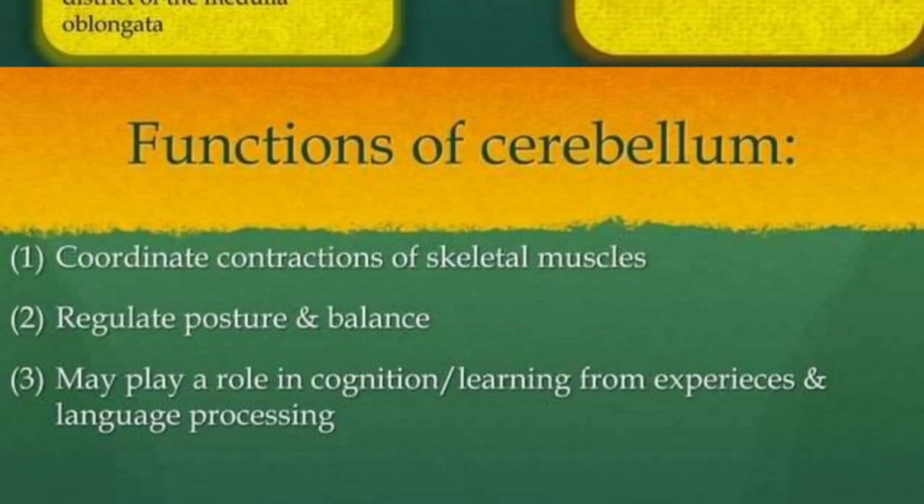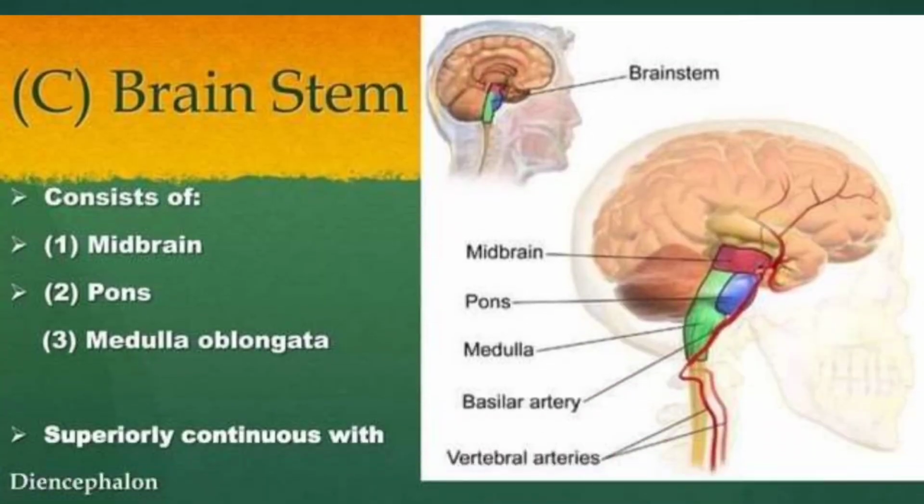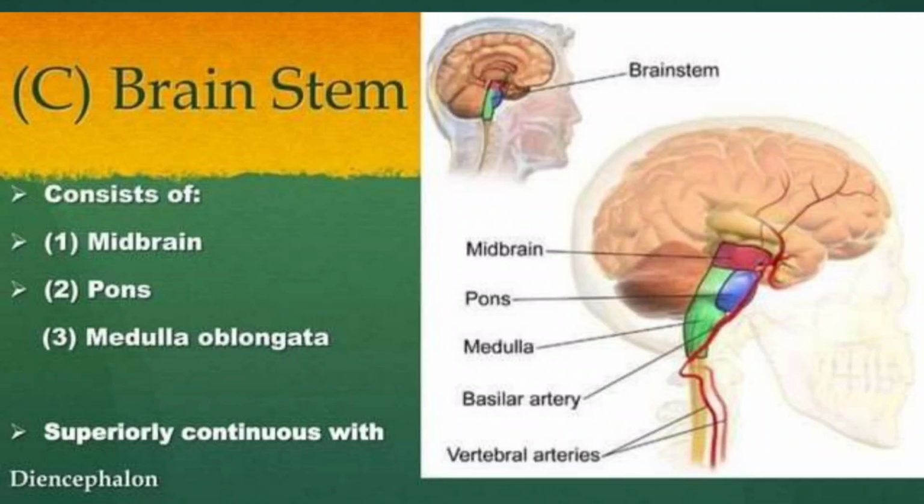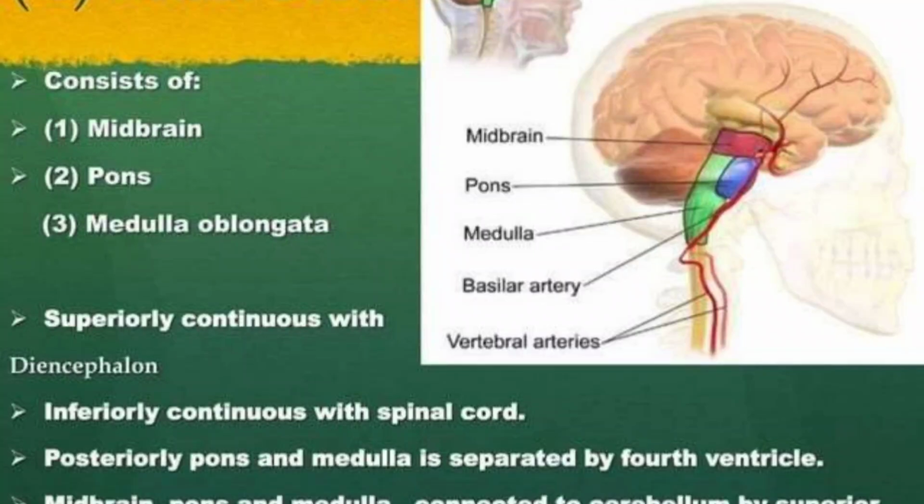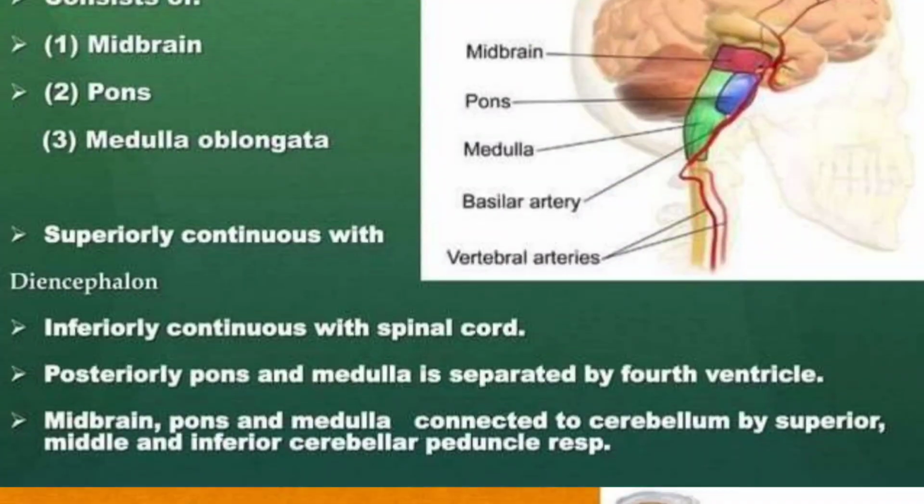Function of the cerebellum: coordinates contraction of skeletal muscles, regulates posture and balance, and may play a role in cognition, learning from experience, and language processing. The brainstem consists of three parts: midbrain, pons, and medulla oblongata. It is superiorly continuous with the diencephalon and inferiorly continuous with the spinal cord. Posteriorly, the pons and medulla are separated by the fourth ventricle.